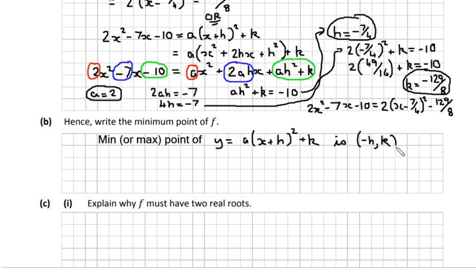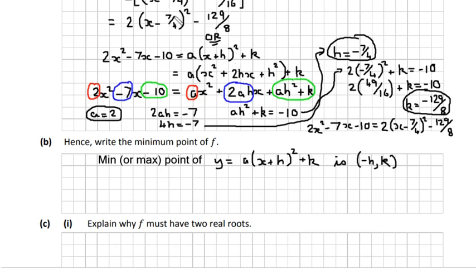Now we have it in completed square form. Now my h here in this case is minus 7 over 4. You can look up here. My h is minus 7 over 4. So minus h then will be plus 7 over 4. So the minimum point of this function is this, 7 over 4. And my k in this case is this number here, the minus 129 over 8.